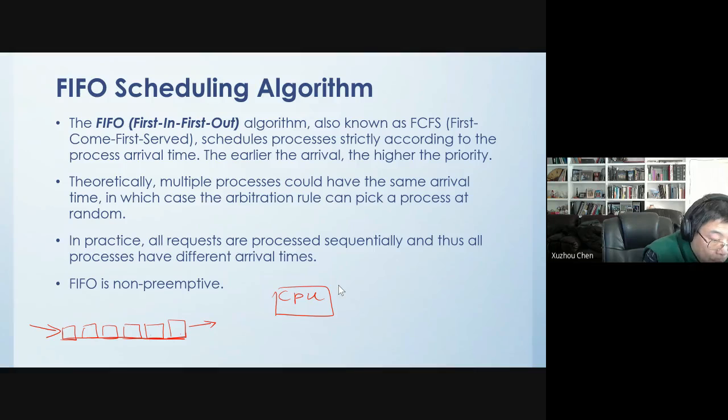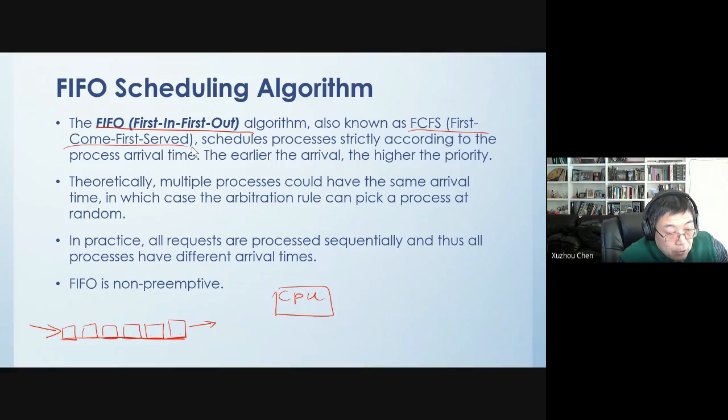Now, the simplest scheduling algorithm people found is called FIFO, first in, first out. It's just like waiting to buy lunch at McDonald's. You go there and find a couple of people already ahead of you, so you just wait at the back for other people to complete their purchase. That's FIFO. FIFO is also called first come, first serve, so it's FCFS.